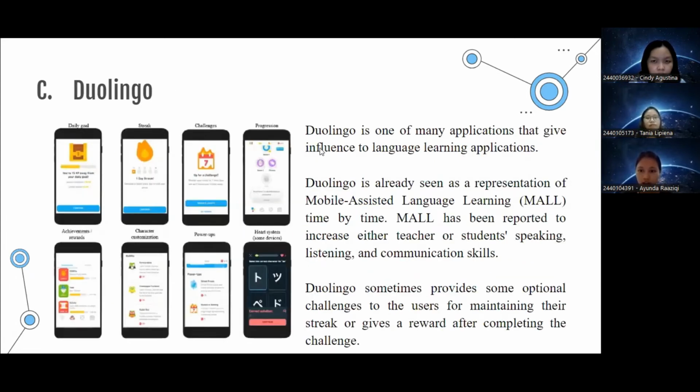Duolingo is one of many applications that give influence to language learning applications. Duolingo is already seen as a representation of mobile-assisted language learning, or MALL, time by time. MALL has been reported to increase either teacher or student speaking, listening, and communication skills. Duolingo sometimes provides some optional challenges to the user for maintaining their streak or gives a reward after completing the challenges. Here's the Duolingo element.